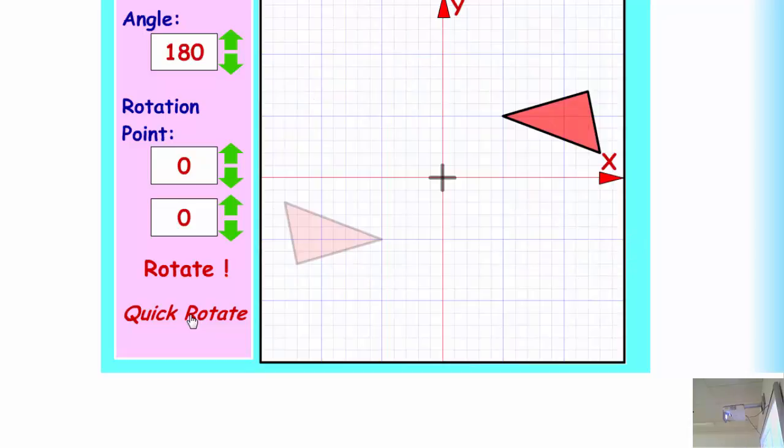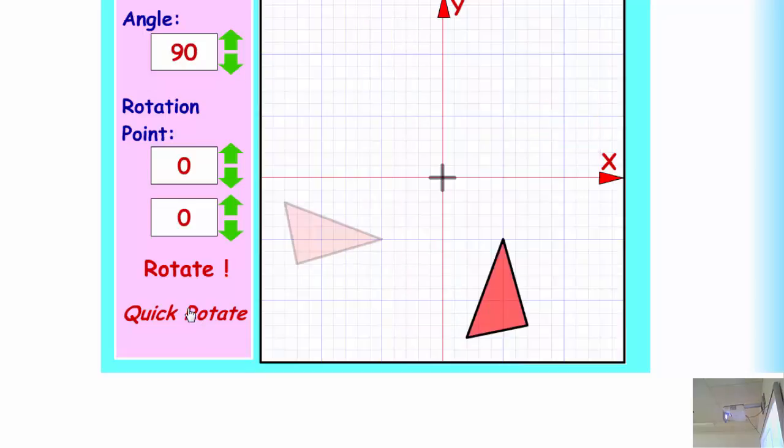Okay. Let's do this once again. 180 degrees. Let's quickly rotate. It goes back and forth. It will never reach the other quarters. But when you do it with 90 degrees, it will visit each quarter and rotate and turn.